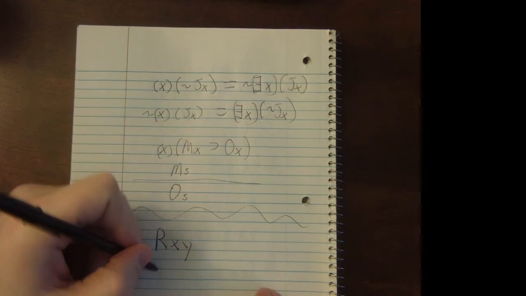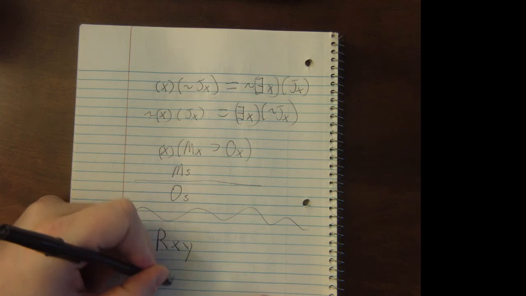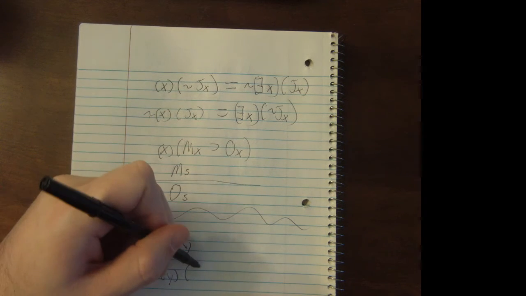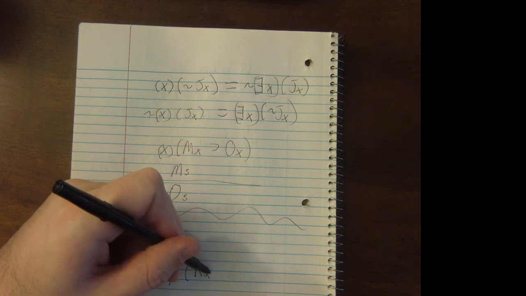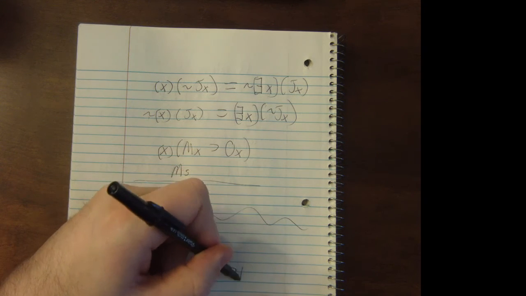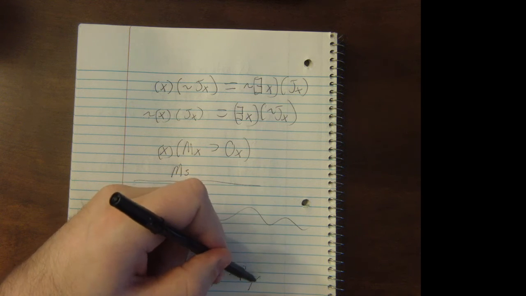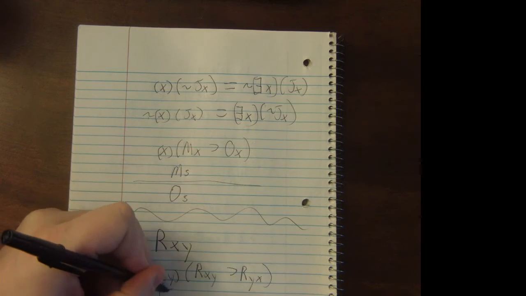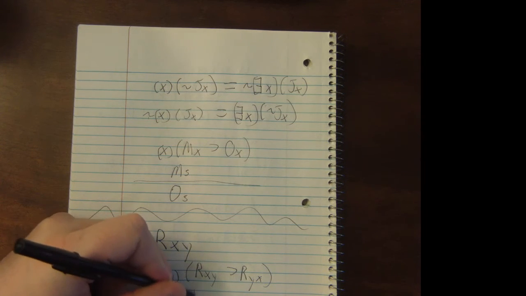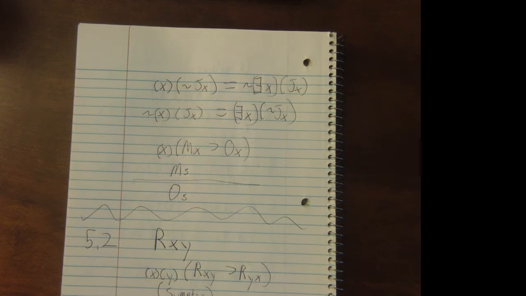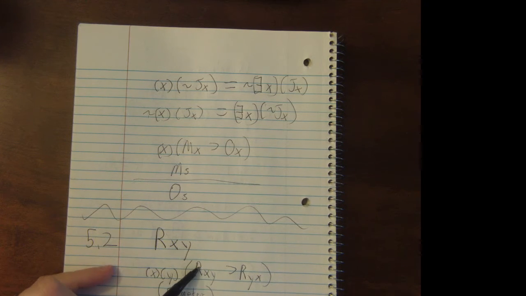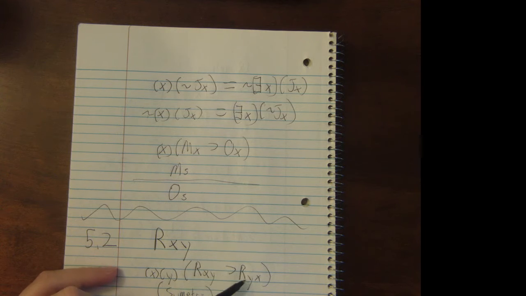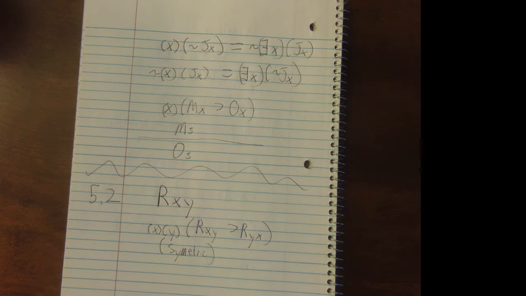So for all x and for all y, if x bears a relationship to y, then y bears it to x. By the way, this is actually just a definition of symmetry. This says a relationship is symmetric. But again, the more important part is how I read that. For all x and for all y, if x bears a relation r to y, then y bears relation r to x. So those types of relationships are called symmetric.